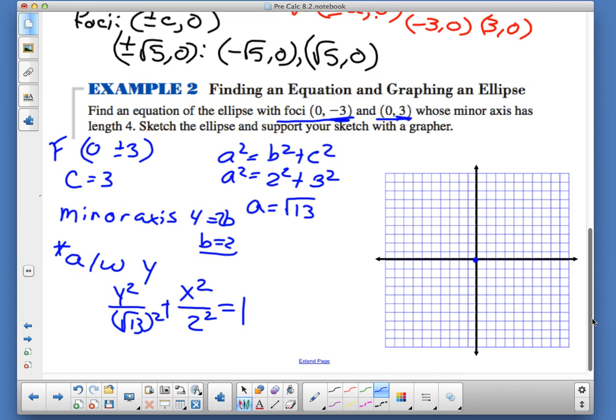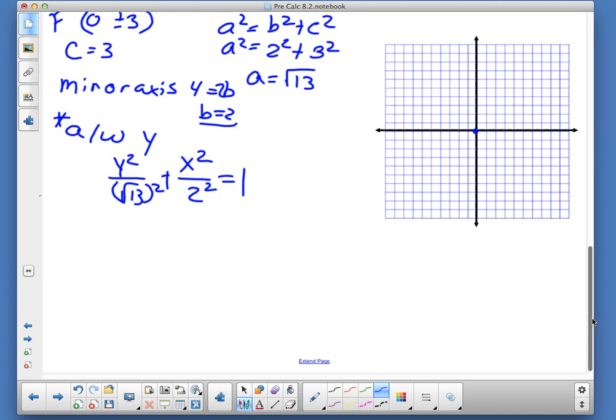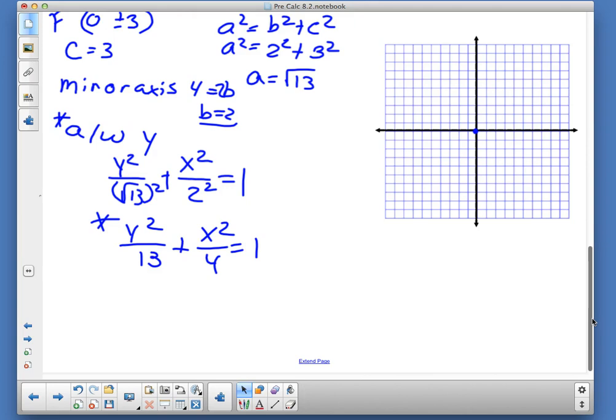So since A is with Y, and I got that set, I can put it in as we go, so you guys see a little bit better. So I got Y squared over 13, plus X squared over 4 is equal to 1, when I finally get it set up. So that's my equation in standard form. Questions about how I found the equation, how I found A, how I determined what foci is, or how I determined whether it was with Y or with X?